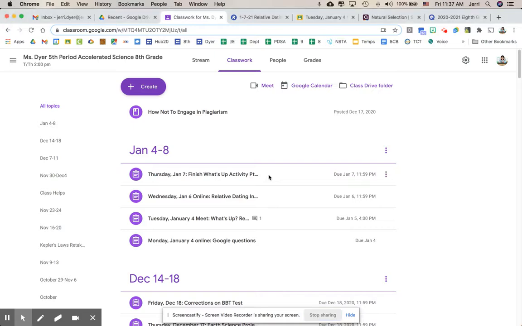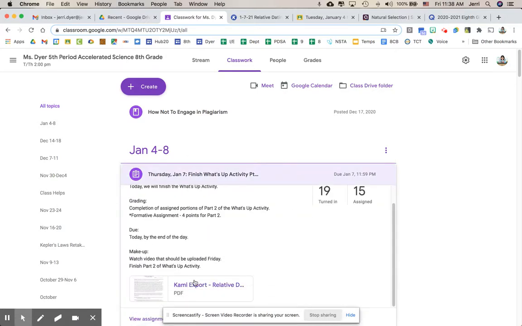So if you open up Google Classroom, go to classwork, look under January 4th through the 8th, and if you look on Thursday, you can see that I went ahead and attached that in there. It should be correct. I told it to include the annotations. We will see if it did that, but just take a look and see what you can find in there.